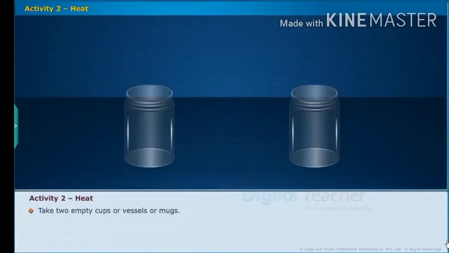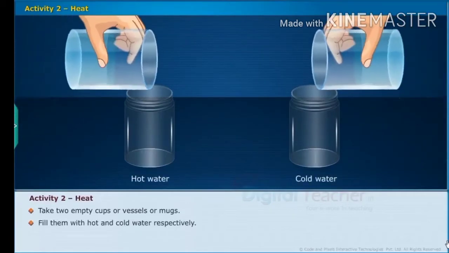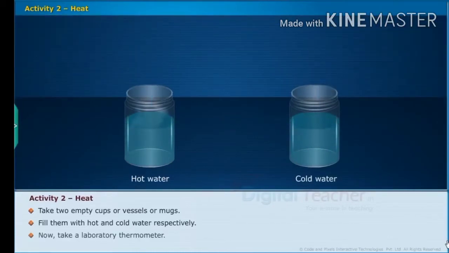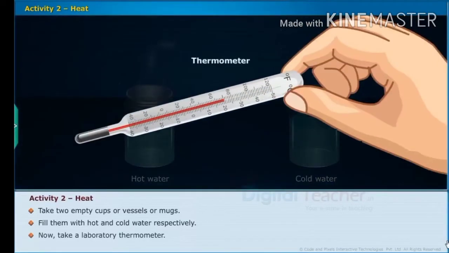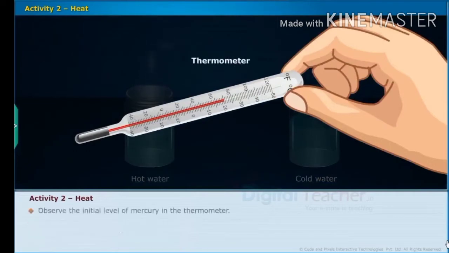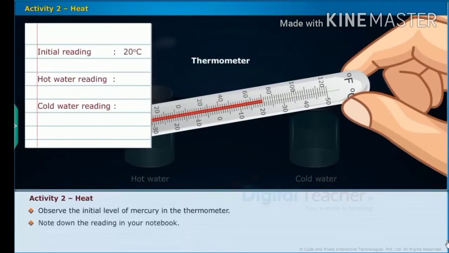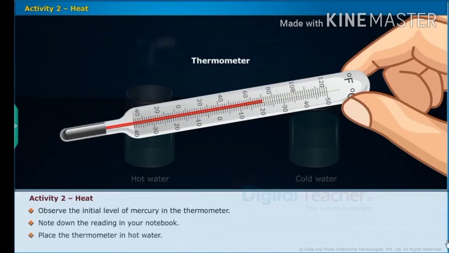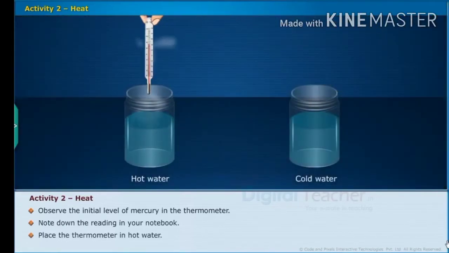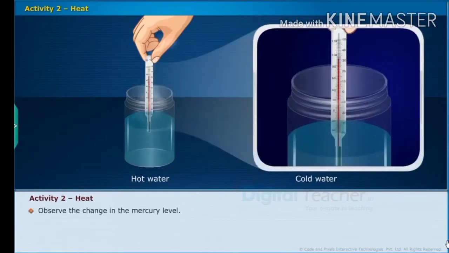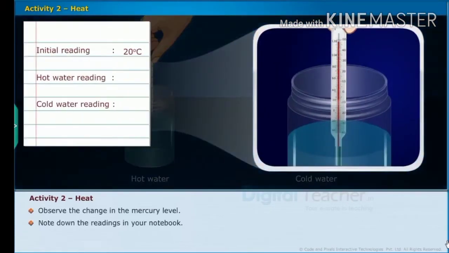Take 2 empty cups or vessels or mugs. Fill them with hot and cold water respectively. Now take a laboratory thermometer. Observe the initial level of mercury in the thermometer. Note down the reading in your notebook. Place the thermometer in hot water. Observe the change in the mercury level. Note down the readings in your notebook.